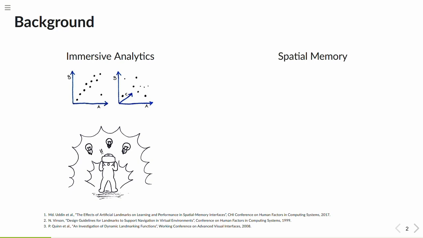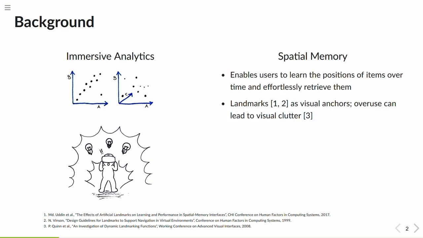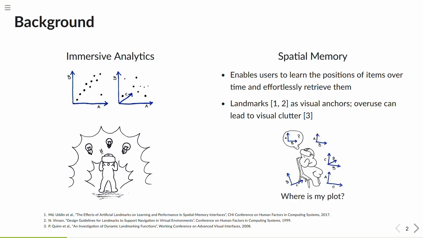Now, to effectively conduct visual analytical tasks, it is essential to locate and recall the spatial arrangements of the data items. So here the spatial memory comes into play. It is a crucial part of human cognition that enables users to locate and recall item positions. A common strategy to support the spatial memorization of objects is the placement of reference objects, often referred to as landmarks. However, an overuse of landmarks can lead to visual clutter, which can distract the user and, as a consequence, reduce their performance.